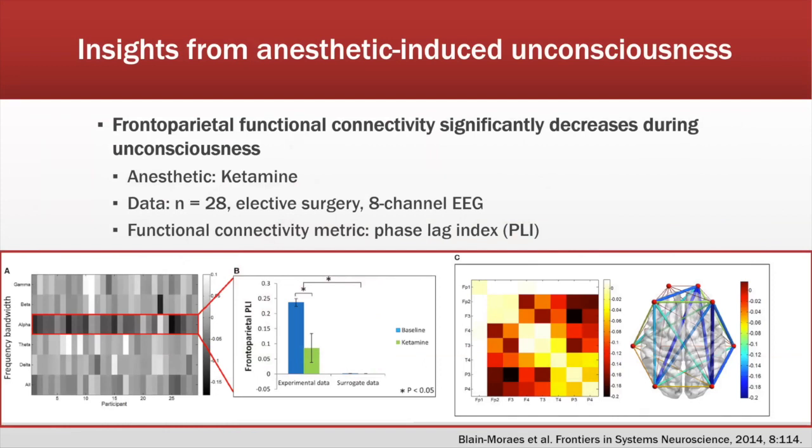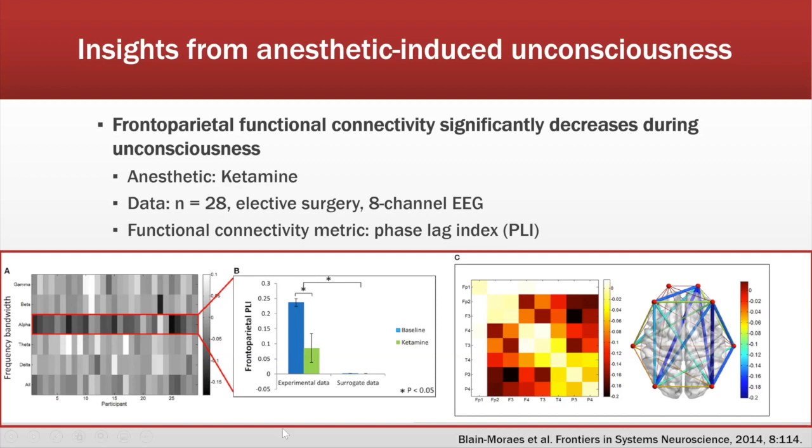So in my lab we are looking for markers in the brain that can determine whether an individual is conscious or unconscious, even if an individual cannot follow commands. In order to do this, we start with insights from anesthetic-induced unconsciousness, because anesthesia is a nice controlled substance where we can turn consciousness off and then, in a very controlled, titrated manner, turn consciousness back on.